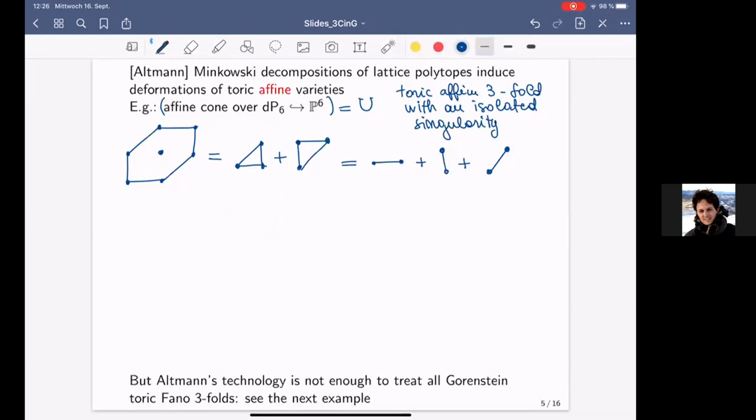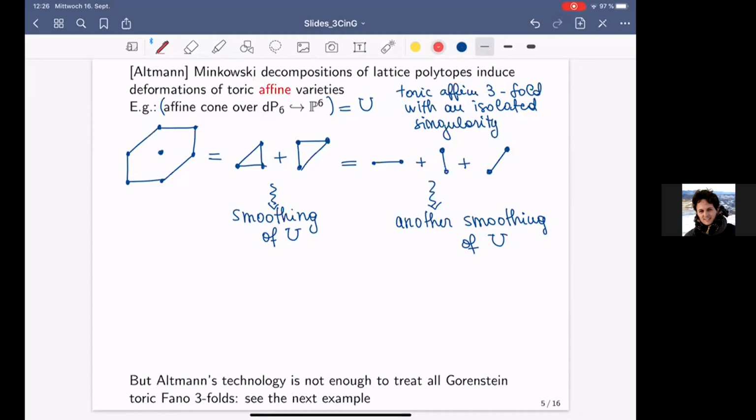Okay. And these 2 Minkowski decompositions give different smoothings of U. Okay, and this is basically the end of the story. But I want to make a further step, and I want to talk about Laurent polynomials in this situation. And what I do is the following.